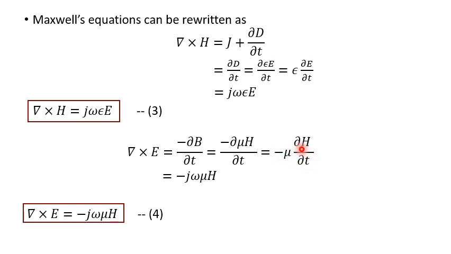Again, we know that the operator dou by dou T is equal to j omega. So we get the expression del cross E is equal to minus j omega mu into H. You can put this in a box and this will be our equation number 4.